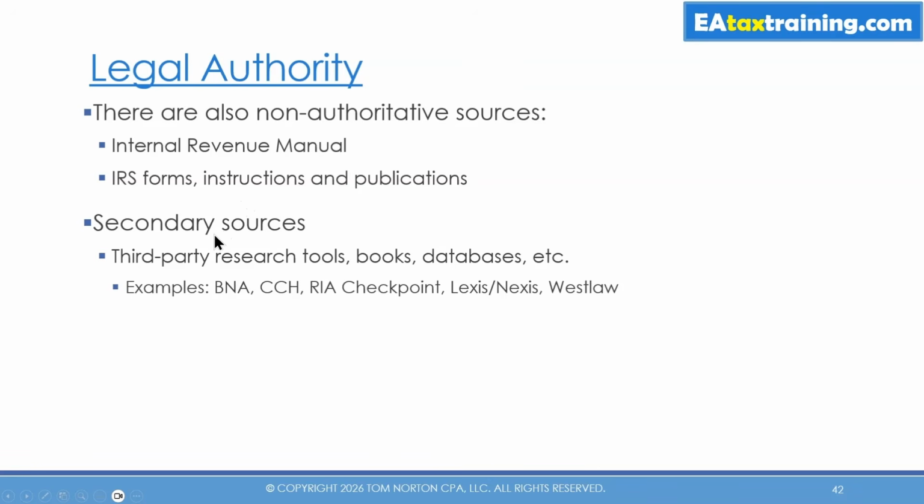And then there are what are called secondary sources. These are third-party research tools and books and databases that you can find. Some examples of the names you'll hear out there: BNA, CCH, RIA Checkpoint, LexisNexis, Westlaw, and there can be others. What these can do is, you can't ever point to them. You can't say, hey, look, CCH says this. But what they can do is help you to understand the law and point you to authoritative sources.